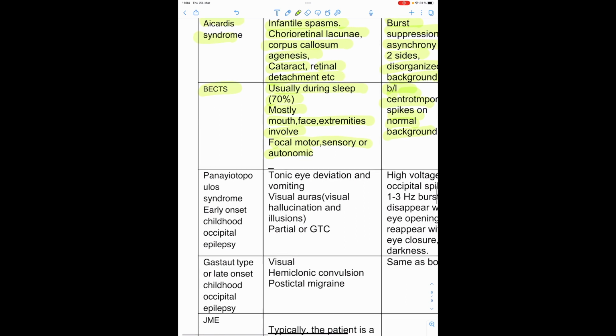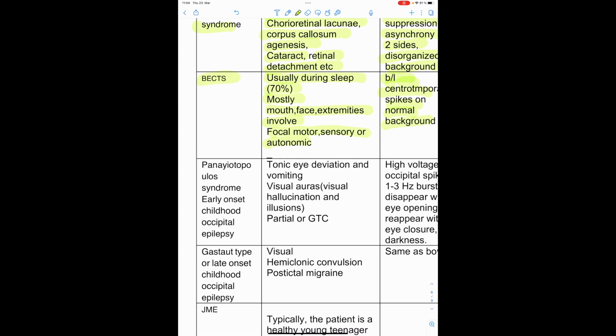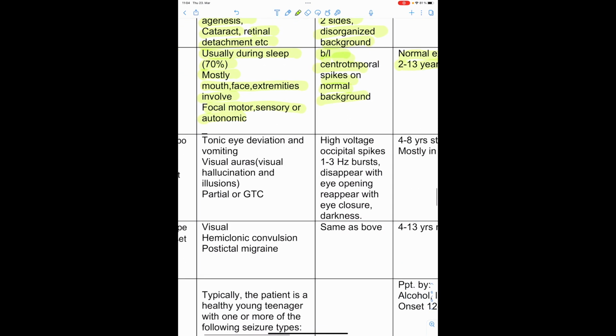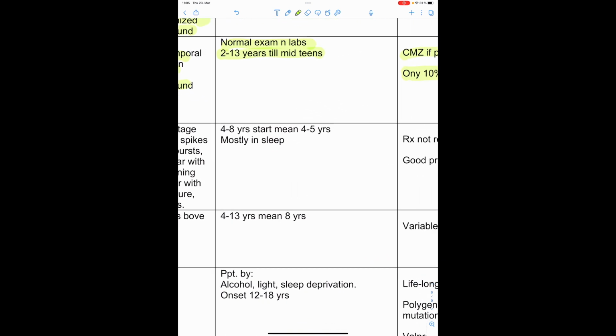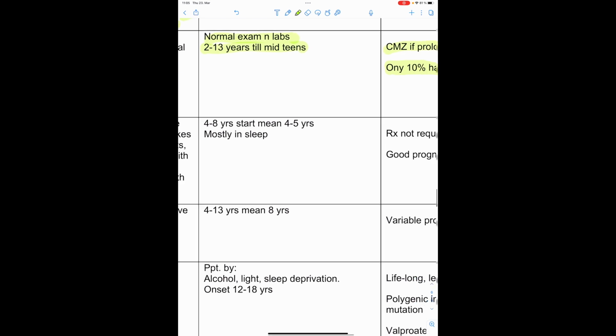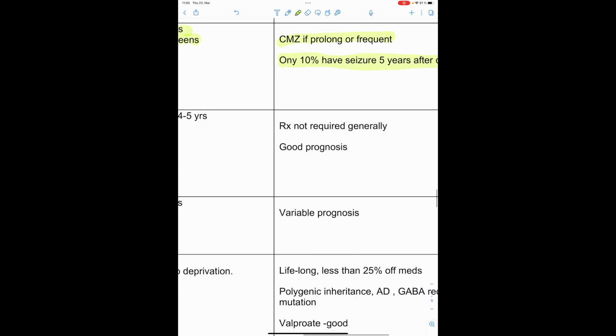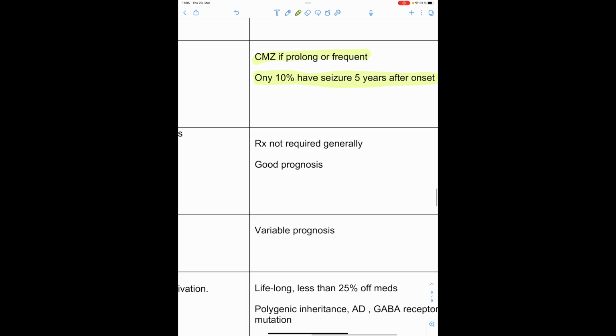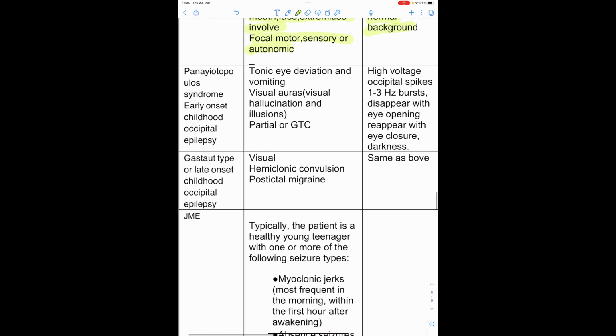That mostly Becks are during sleep, mostly face, mouth, and extremity involved, focal, motor, sensory, autonomic, and bilateral centrotemporal spikes are seen. And normal exam in labs, and 2 to 3 years, and carbamazepine if prolonged or frequent, and only 10% have seizure 5 years after onset.